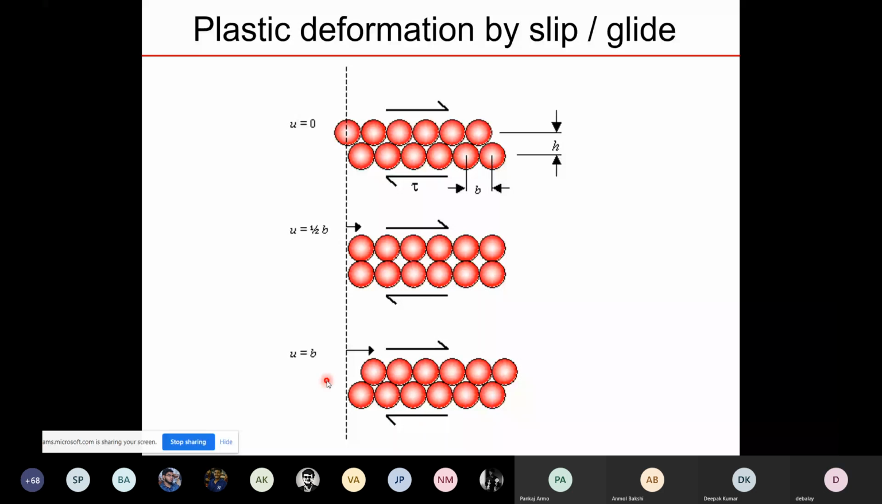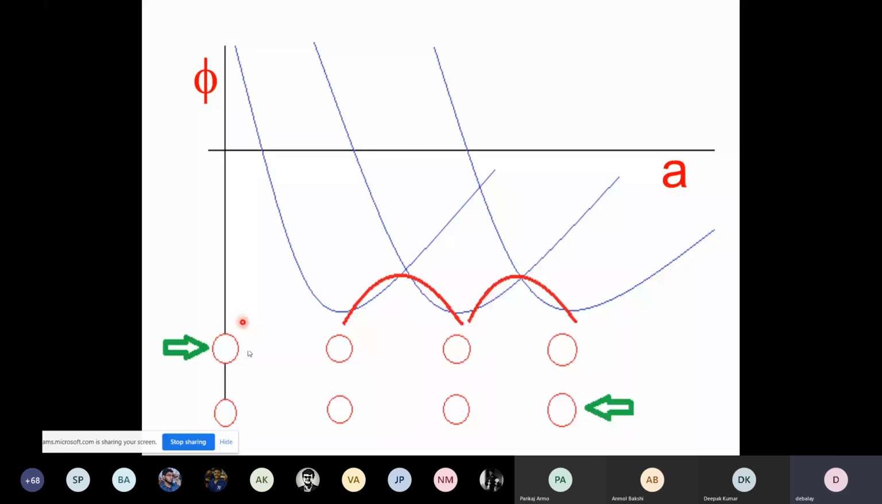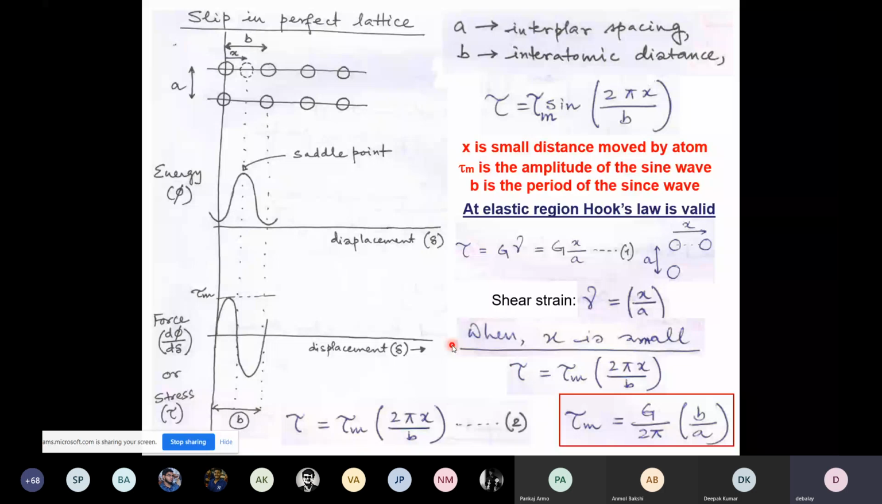And we have shown that now if we consider that between all the layers of atoms, that same potential distance curve is working, and these red lines show the activation barrier that needs to be crossed. So if one atom has to slide to the next position, it has to cross an activation barrier. And considering that activation barrier, we have drawn the activation barrier in an energy displacement plot. We are showing a saddle point that needs to be crossed.